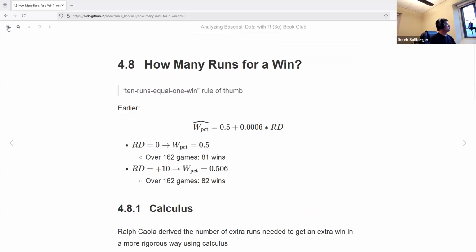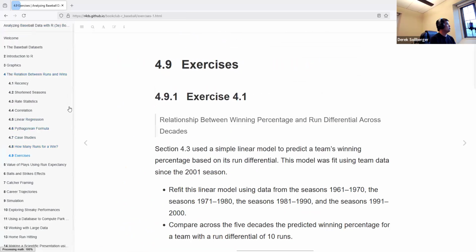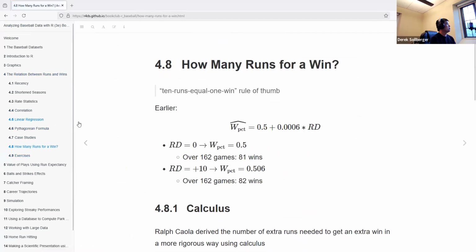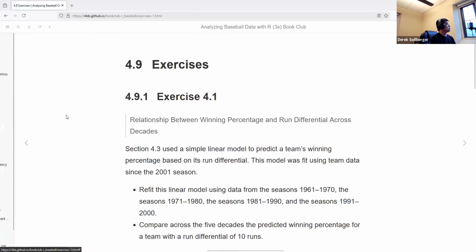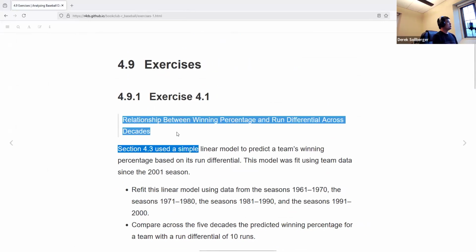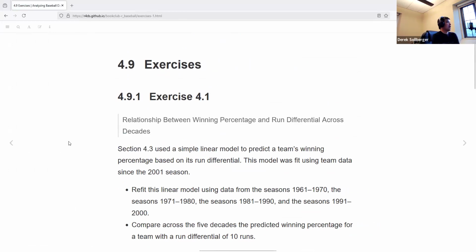Okay, so let's go ahead and move into some of the exercises. There were 4 of them. I did 2 of them. The first one is about the relationship between winning percentage and run differential, but across the decades.